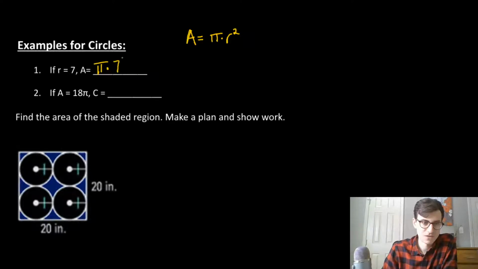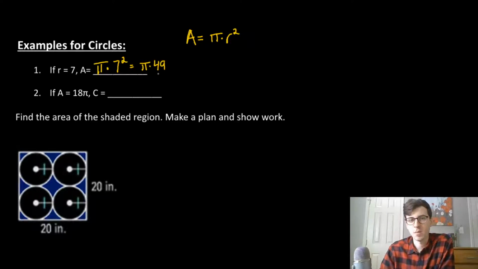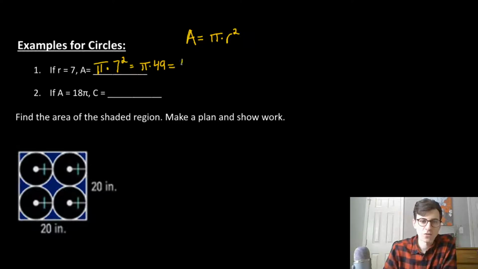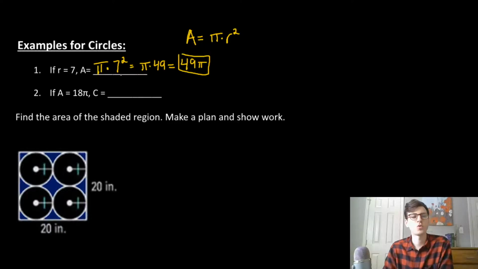times 7 squared, which is pi times 49. And we usually don't multiply by 3.14 or use the calculator to make an approximation. Instead, we just write it as 49 pi. We kind of like our numbers to come first, right? Like 3x. In the same way, 49 pi is the area. We're not given units, so I'm not worried about squaring my units or anything like that.